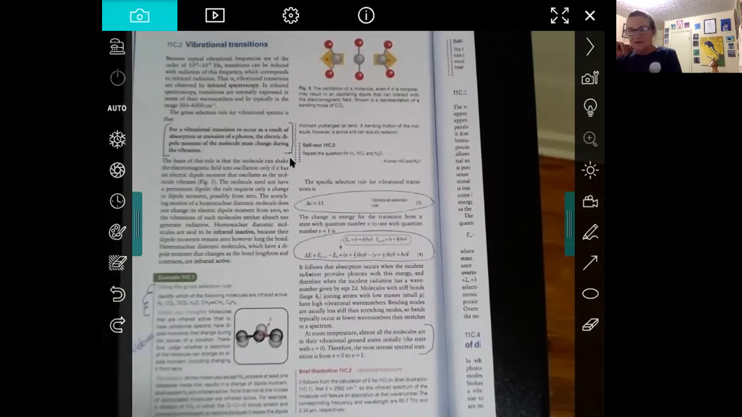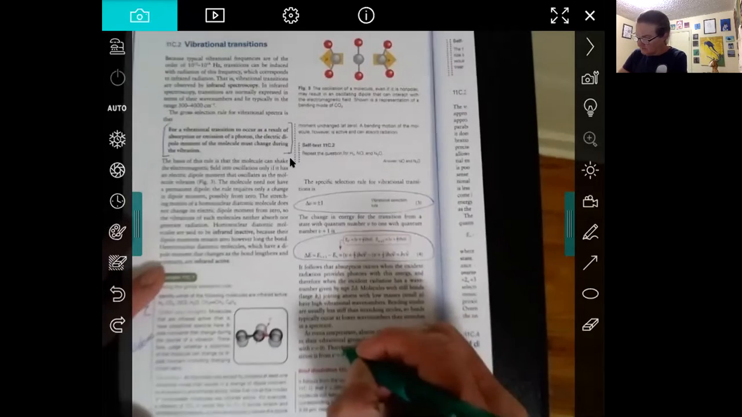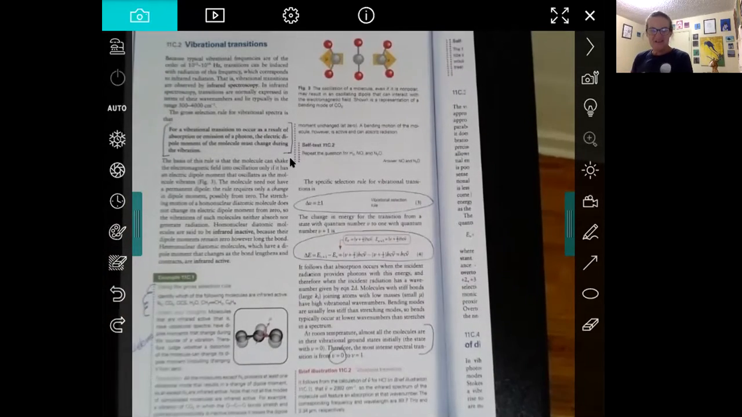And the thing with vibrational energy in general is it takes so much energy to excite vibrations that if you have a sample at room temperature, almost every one of your molecules will be starting out at V equals 0. So you don't have any excited states just based on the temperature.